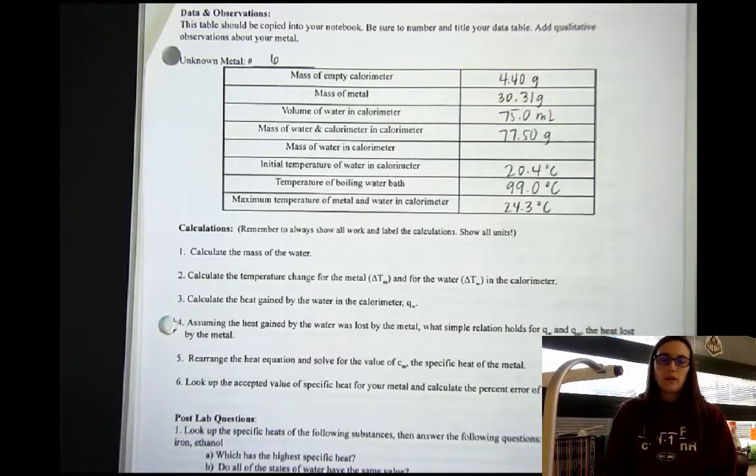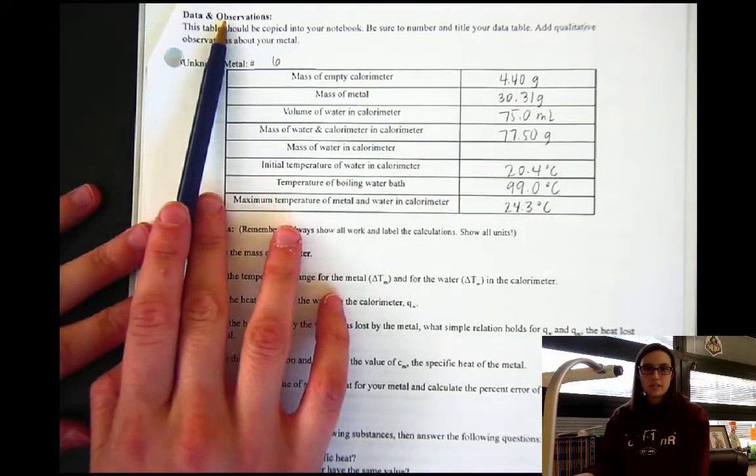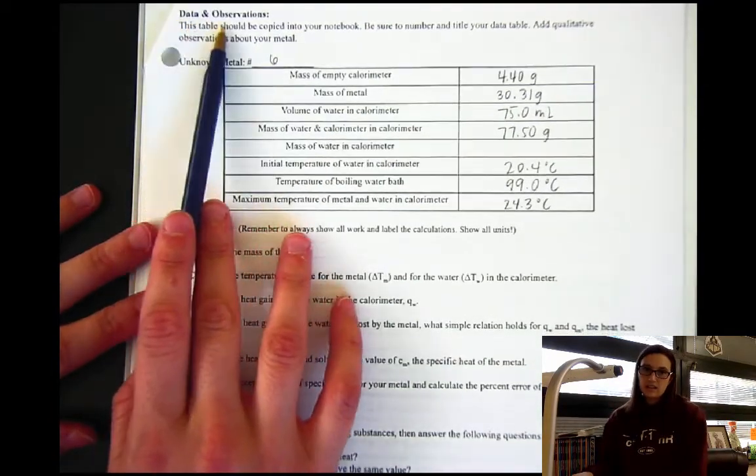In this video, we are going to review the calculation section of the determining specific heat of a metal lab. Before we get into the calculations, I just want to remind you that in the data and observations section, data and observations is the heading of that section.